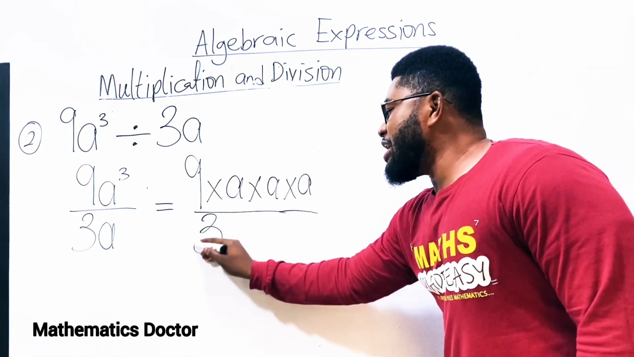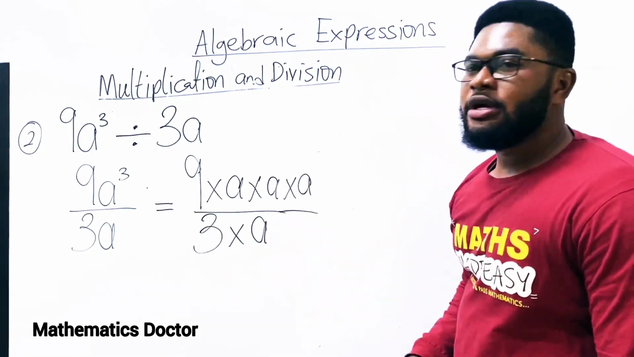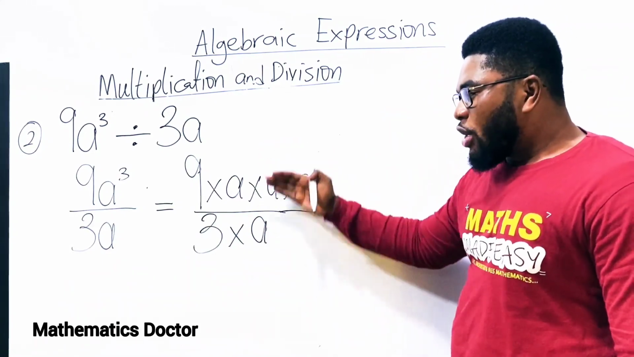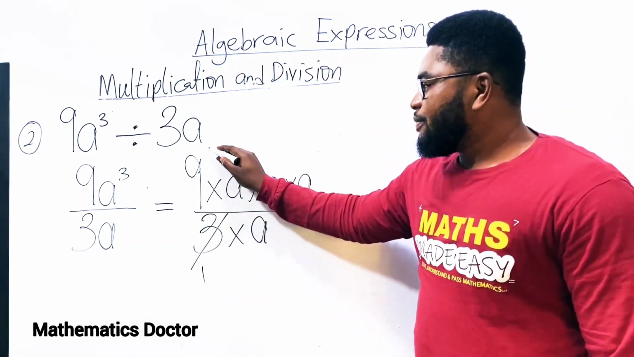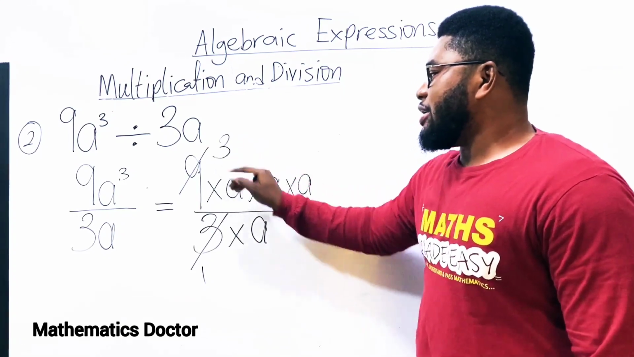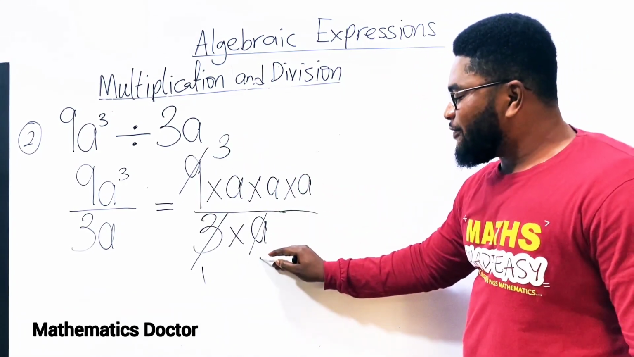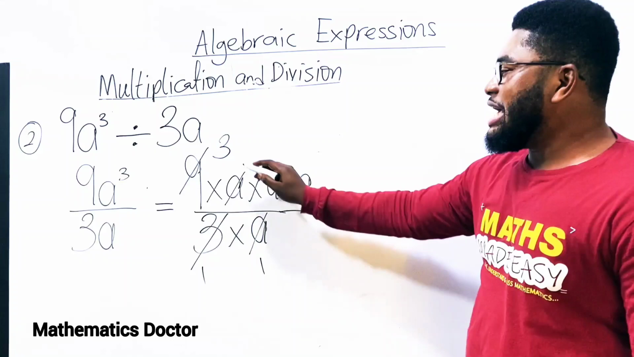Down here we have 3 multiplying a. Now let's divide or cancel out. 3 goes into itself 1. 3 goes into 9, 3. I have a into itself 1, cancelling one of the a's here, 1.